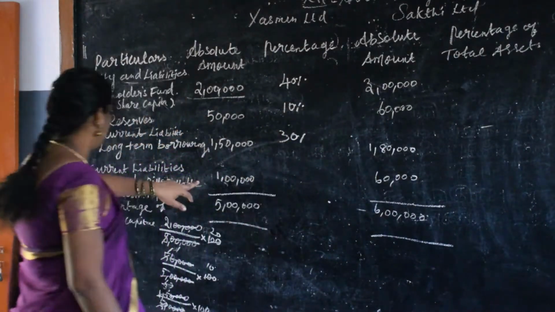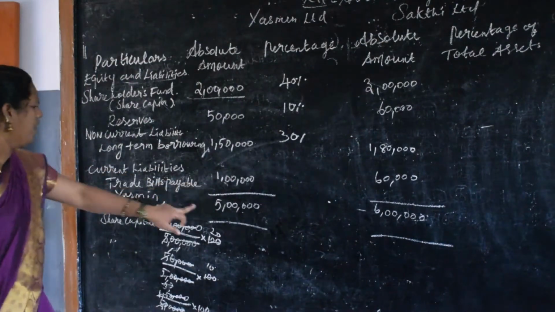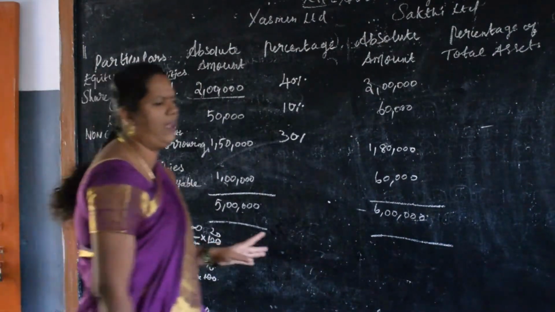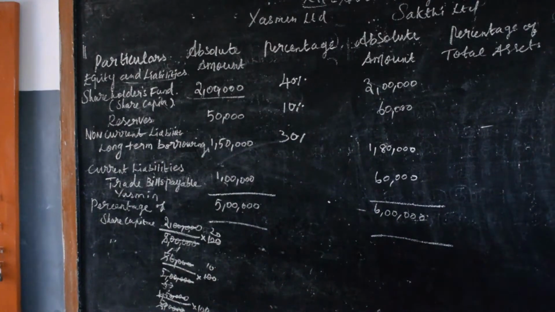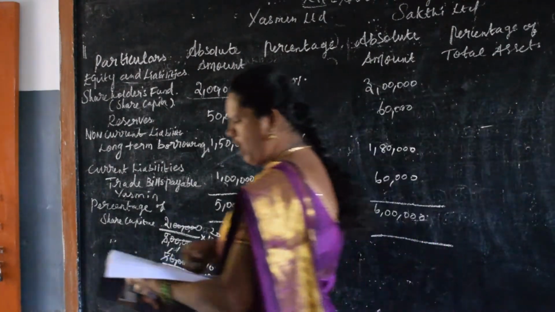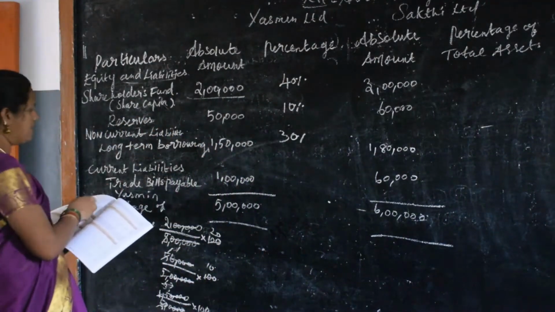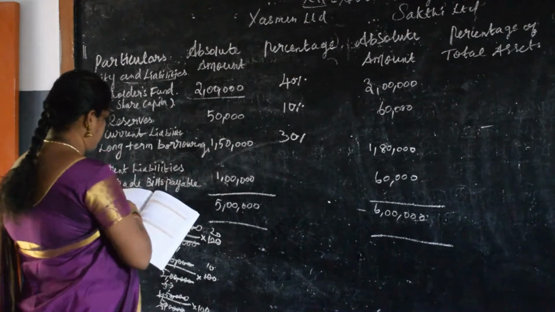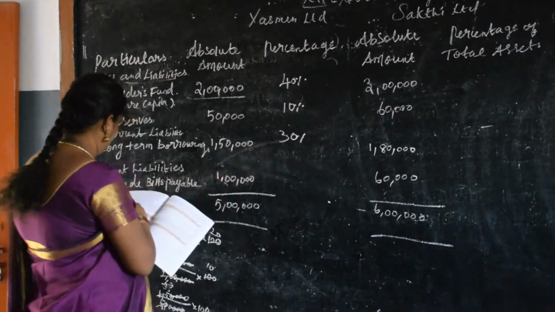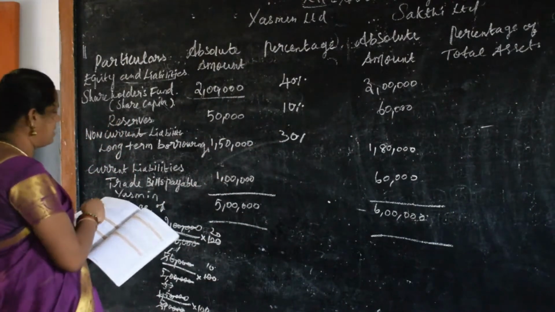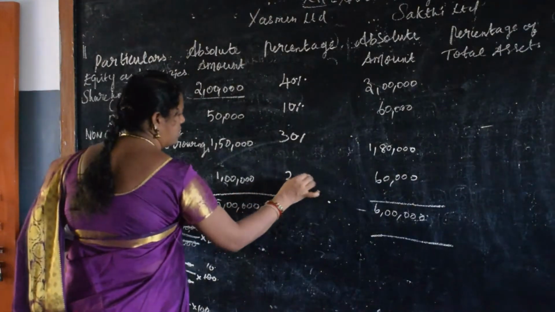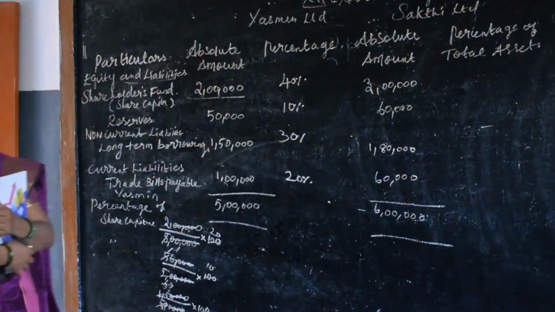Likewise you find out 1 lakh by 5 lakh into 100. Check what is the answer over here. For the Yasmin Limited, share capital is 40 percentage, reserves and surplus is 10 percentage, non-current liabilities it is 30 percentage, and current liabilities it is 20 percentage. Okay, it is for the Yasmin.